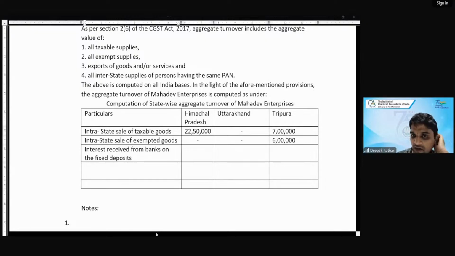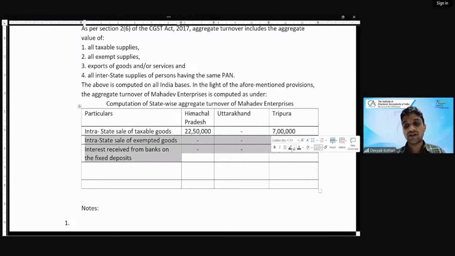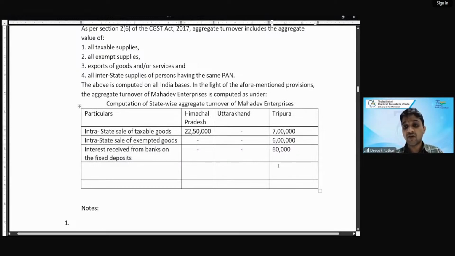Ishan is saying not to be included. Santosh is saying yes, excluded. Tannu Vishwakarma is saying yes, not to be excluded. Yes, it would be included, is what Miss Pooja is saying. Here, the majority wins. Interest received from banks on fixed deposit is to be included. Okay. For aggregate turnover, we will include, but taxable turnover, we will not include. Right, Pooja.